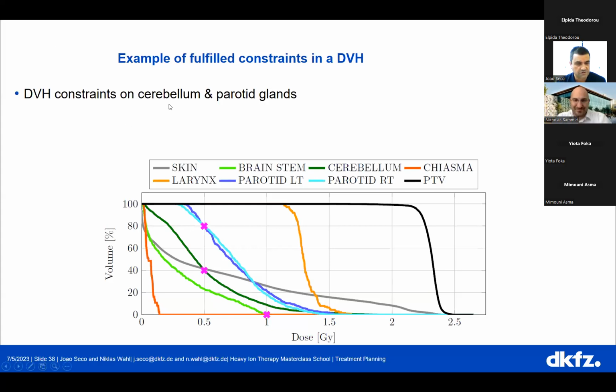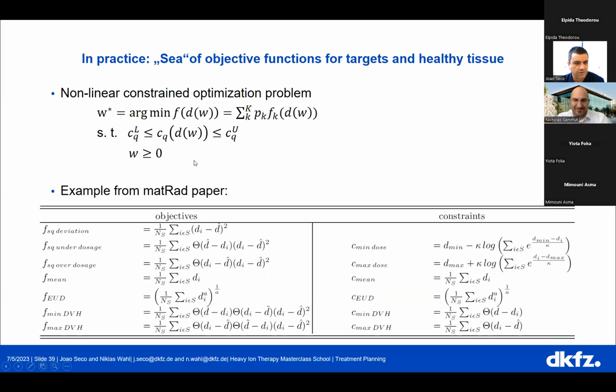So these are examples of those constraints on the cerebellum, also in the brainstem, which is the light green one. That's the maximum dose constraint. These are partial volume constraints. When you use optimization, you tend to use nonlinear constrained optimization, and you implement a set of objectives, usually in the form of a quadratic objective. Here you have a square deviation that you calculate, and you have the constraints. The objectives are what you want to minimize or maximize, and the constraints define the domain within which the optimizer works.